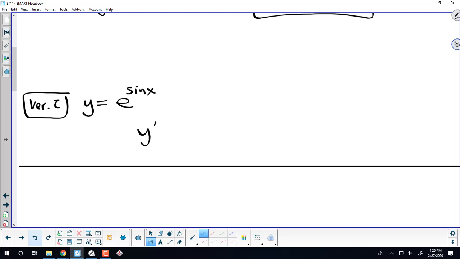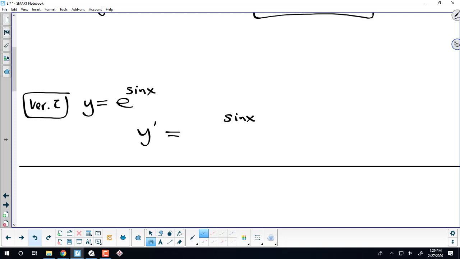We take the derivative of the outer function, leaving the inner function alone. So again, with version 1, you explicitly identify the inner function. If you're going version 2, you're just keeping it in your head: what's my inner function? It's sine x, same as with version 1. If I take the derivative of the outer function and leave the inner function alone, I know that the inner function up here as the power has to be left alone.